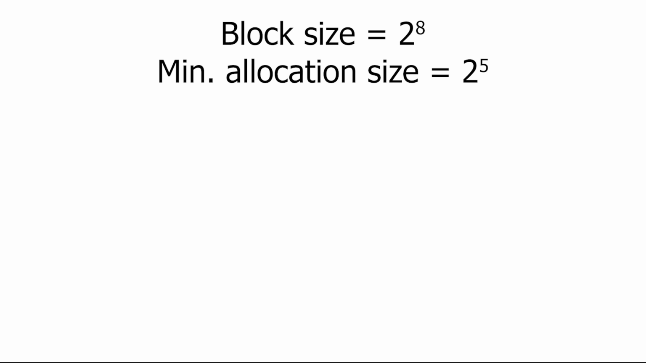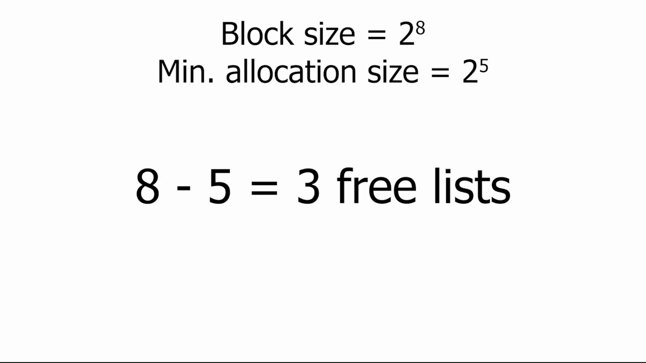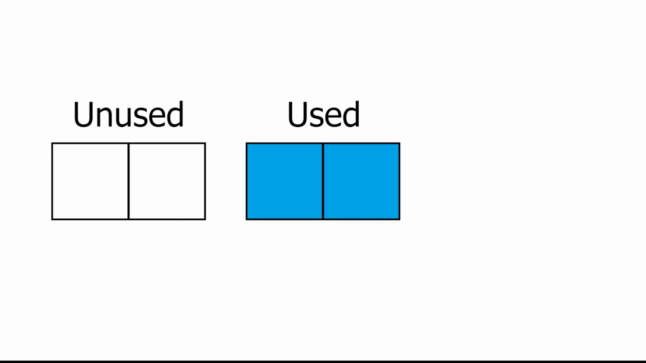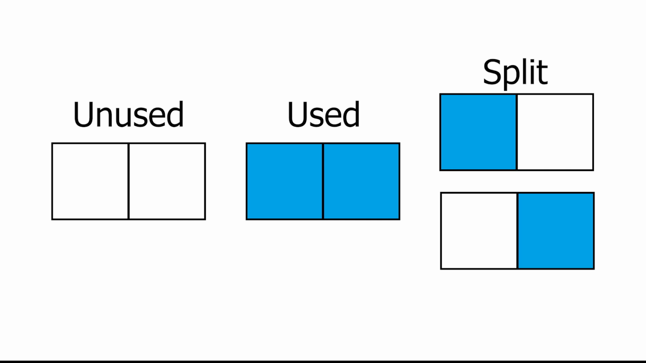The difference in exponent in both limits is the number of free lists for that buddy allocator. In this case, it's 3. We also need a way to store the state of each memory chunk in the allocator. A chunk of memory is unused when neither of its children are being occupied. It's considered used if both are occupied and split if only one of them is.